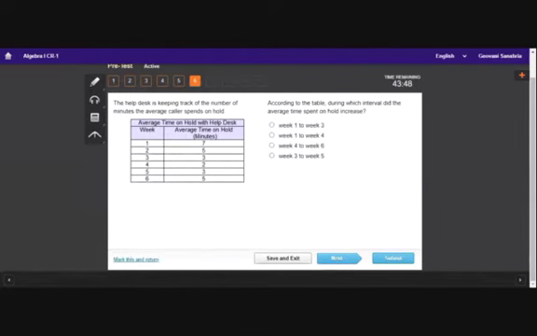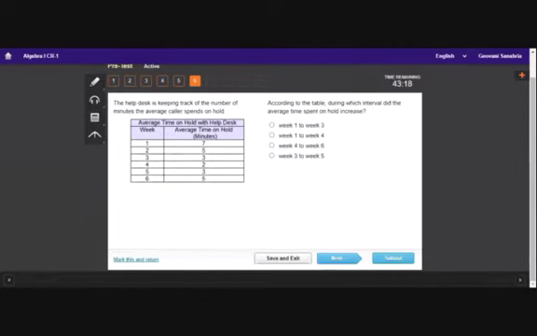Let's say weeks 1 to 3, right? Look at the right column, it says average time on hold. On week 1, the average time on hold was 7 minutes. Week 2, the average time on hold is 5 minutes. Week 3 is 3 minutes. Week 4 is 2 minutes, and so on. So far, so good?